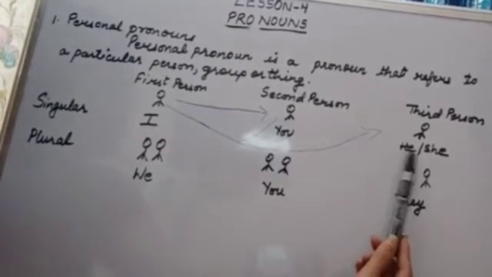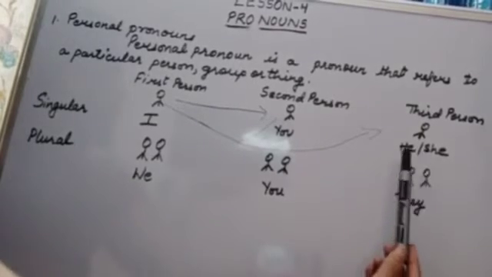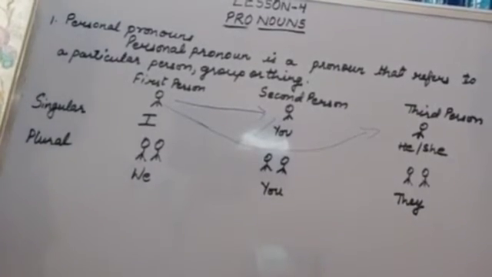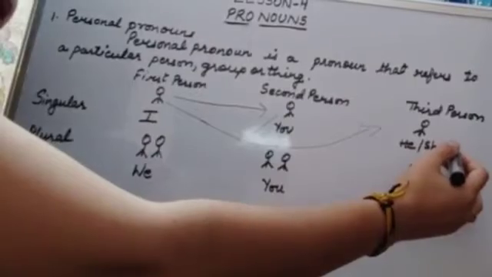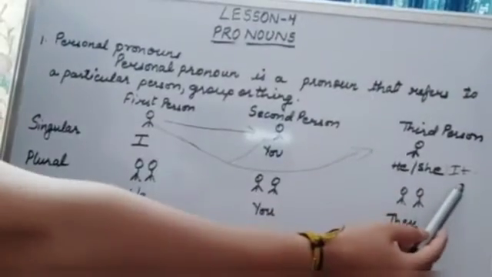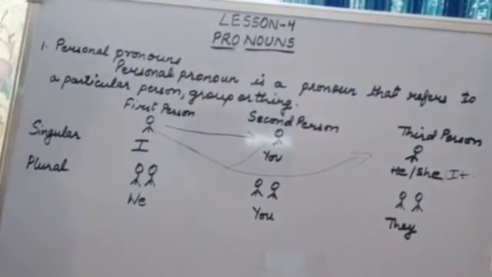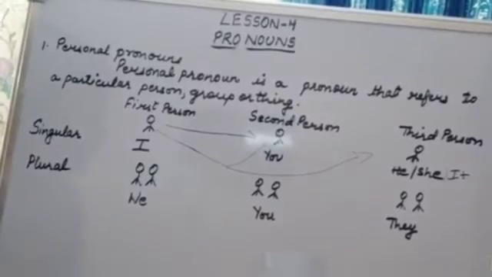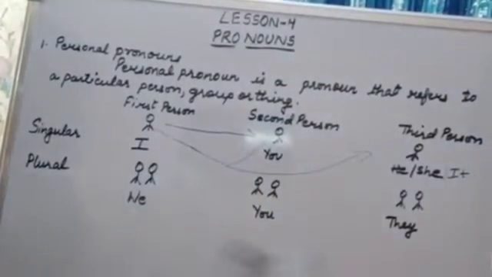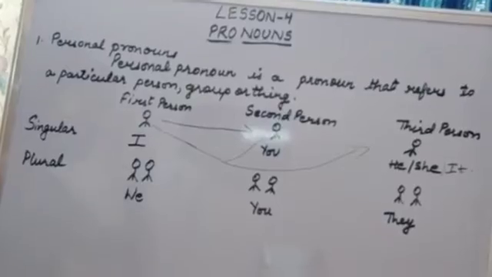And he and she: he is used for boy and she is used for girl. And also, class, you can use it. It we use for animal, he we use for boy and she is used for girl. Okay.